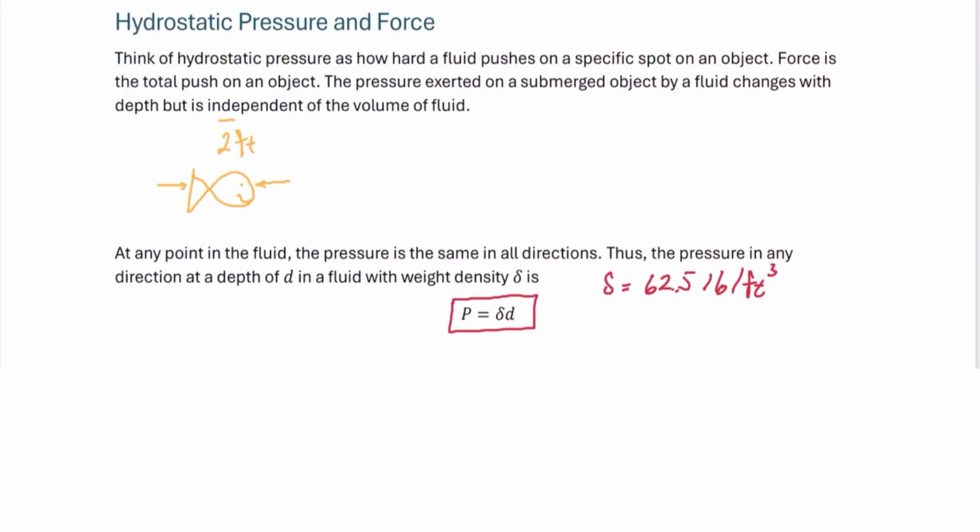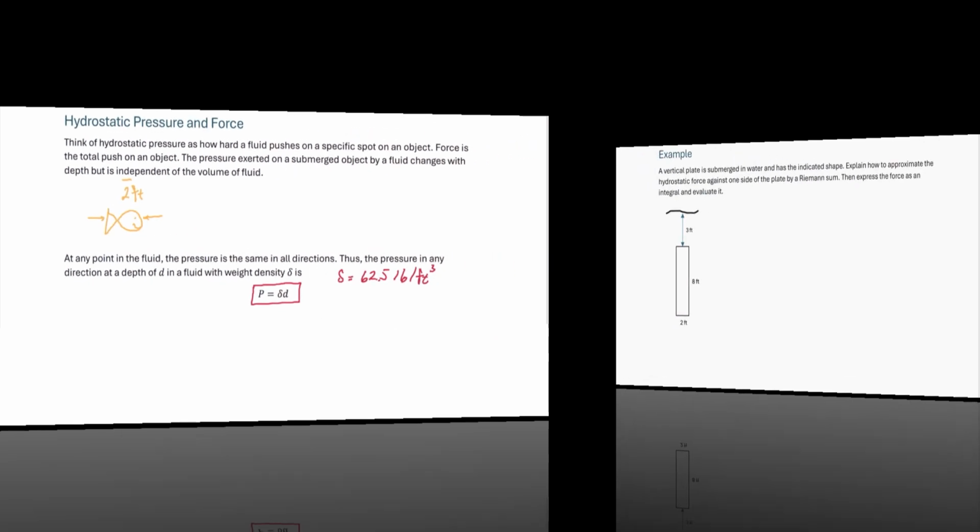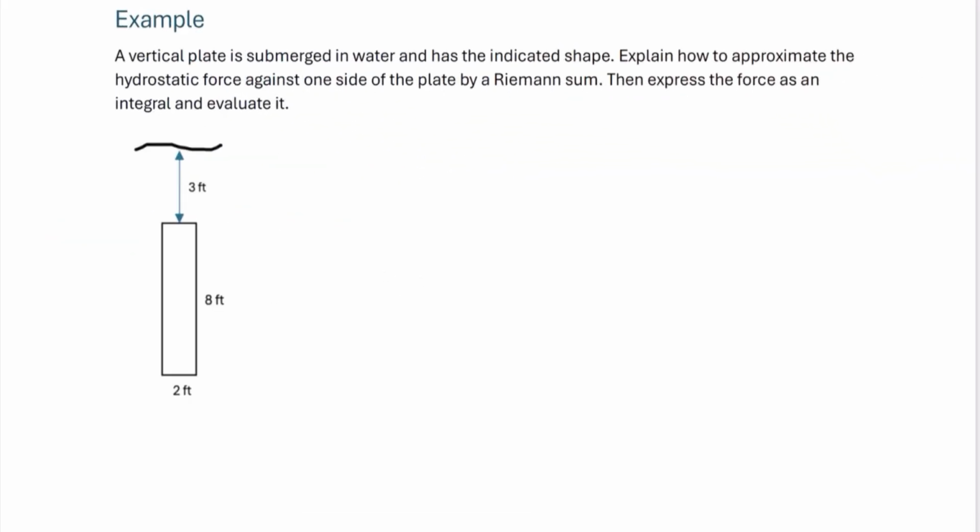As you go deeper, the pressure increases. We'll see this used in examples where we have a plate submerged or partially submerged underwater, or looking at the side wall of a dam. A vertical plate is submerged in water and has the indicated shape. Explain how to approximate the hydrostatic force against one side of the plate by a Riemann sum. Then express the force as an integral and evaluate it.